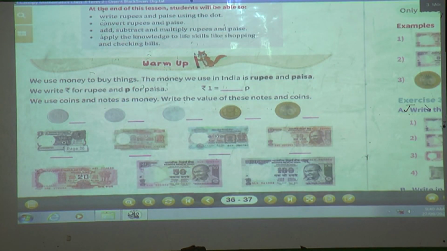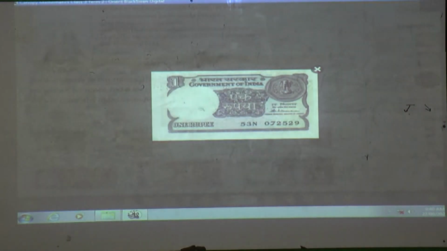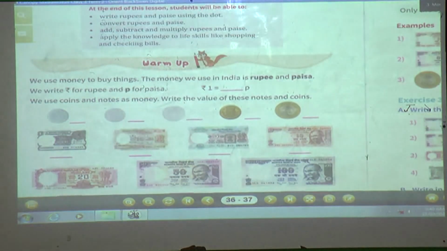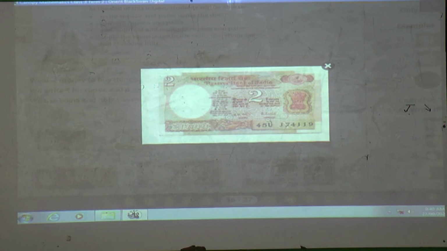Then in the last session I also showed you some notes. See this note. What is written on the note? 1 rupee. Here you can read 1 rupee, so it is a note of 1 rupee. Next, see this note. What is written on the note? It is 2 rupees, a 2 rupee note.